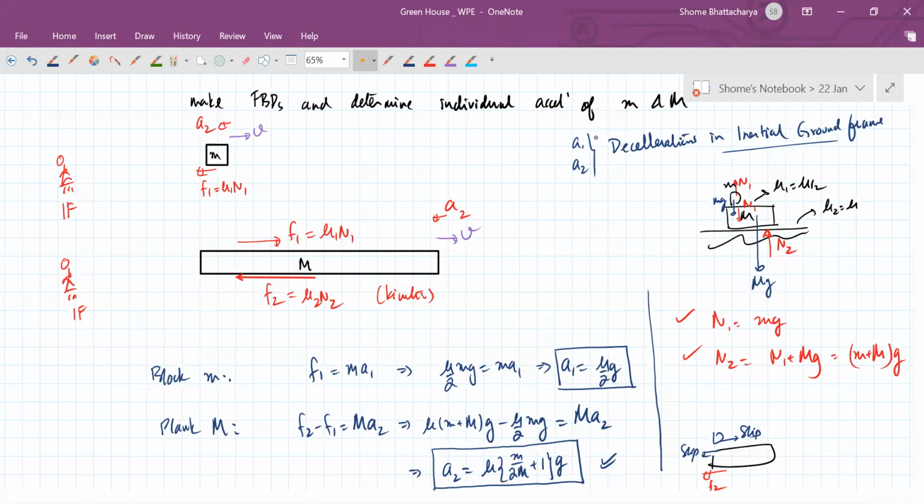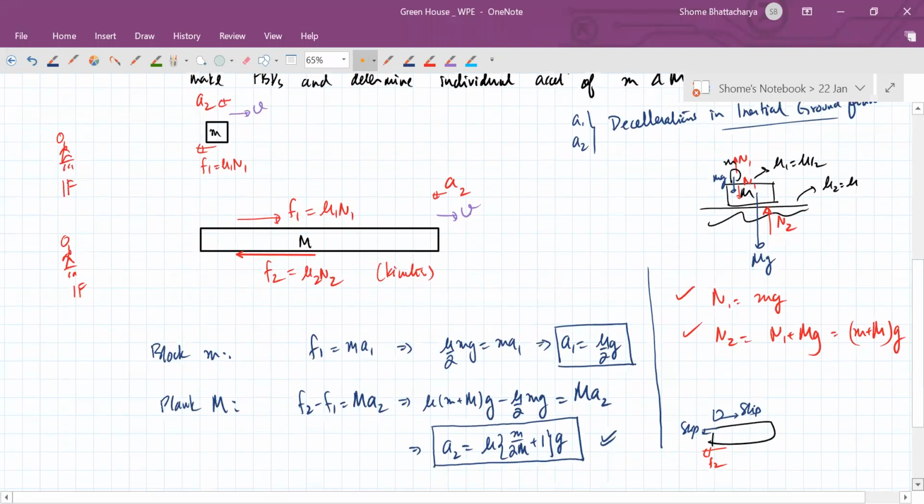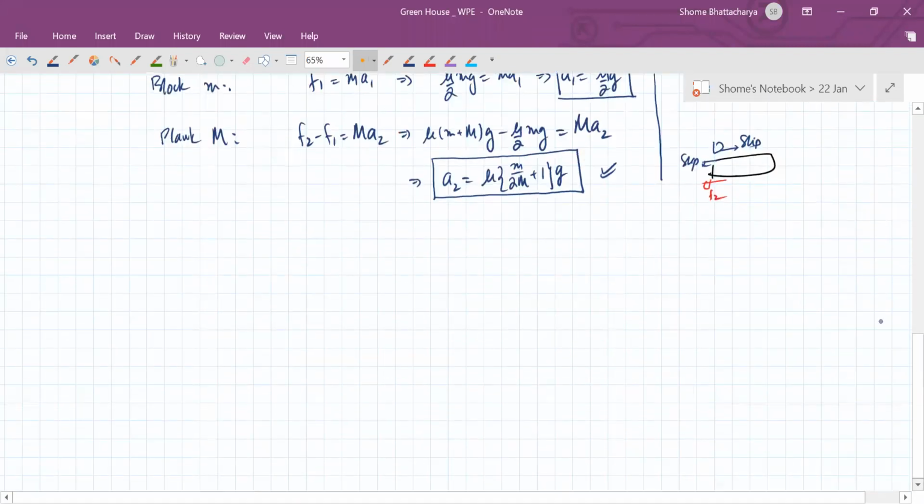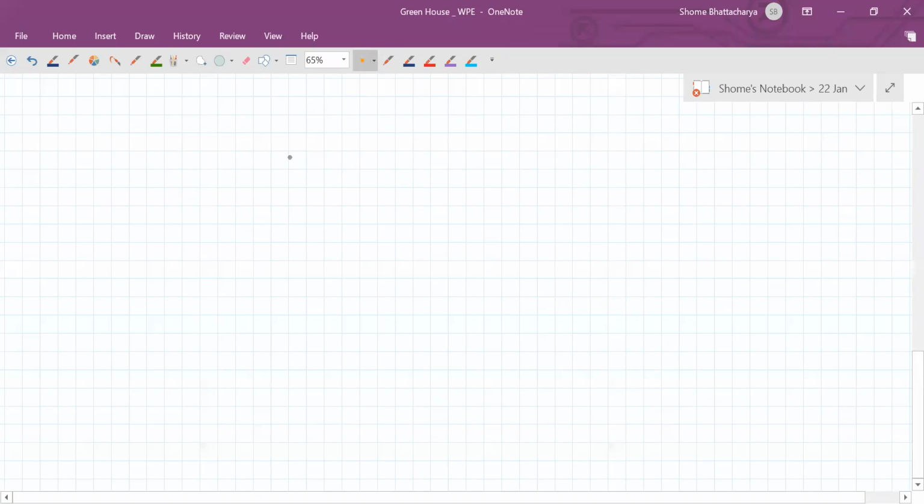Okay. So now see, once you got the deceleration, if I'm going with this method that I'm solving both in ground frame, so this part of the job is done. Next I have to do what? I have to solve the kinematics. Newton's laws and friction part is done. Next is about kinematics.